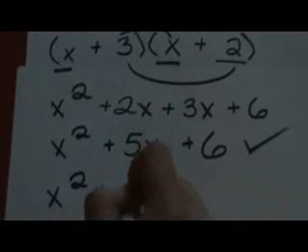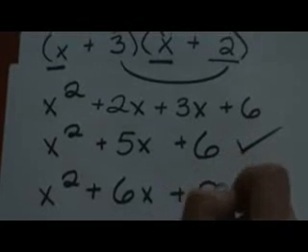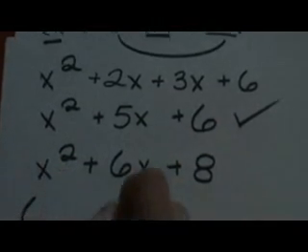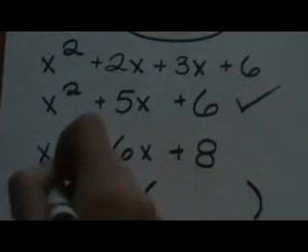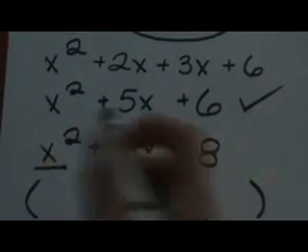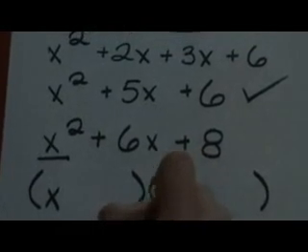Okay, now let's go to something a little bit more difficult. Alright, so we have x squared plus 6x plus 8. So once again, we start off with our two sets of parentheses, and we think, what times what gives us x squared? So that's x times x.